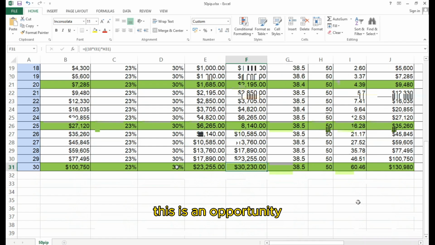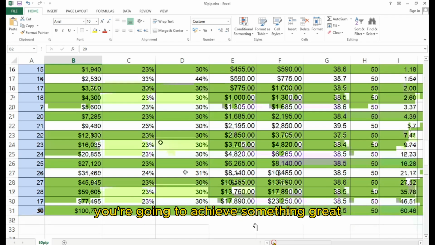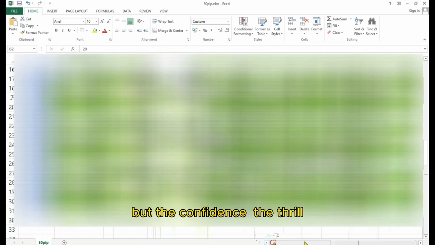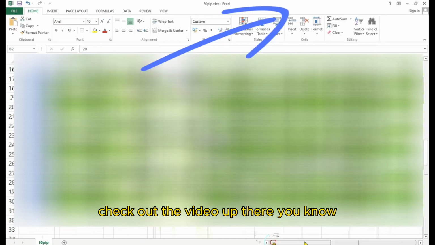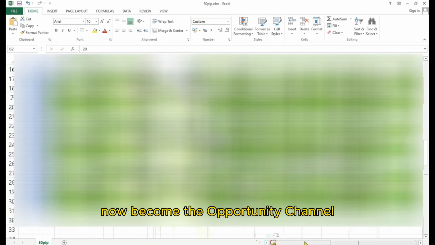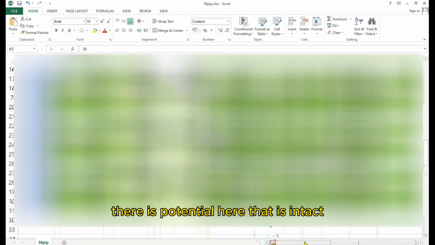But on the flip side, this is an opportunity. High return, high money, the excitement. When I looked at this plan, I was excited. When you look at your $20 in the account, you'll be so excited. You're going to achieve something great. The confidence, which in turn might turn to overconfidence. But the thrill, looking at the opportunity, like the one we discussed in the previous video about getting a free funded account. Check out the video up there. So this is another opportunity. I've become the opportunity channel. I must rename it Opportunity Forex. I'm just kidding. But there is potential here that is untapped.